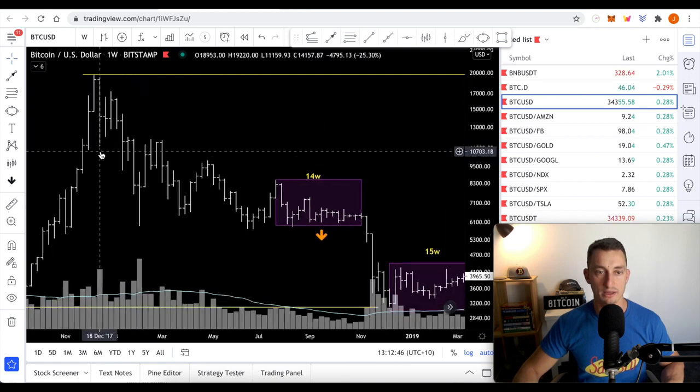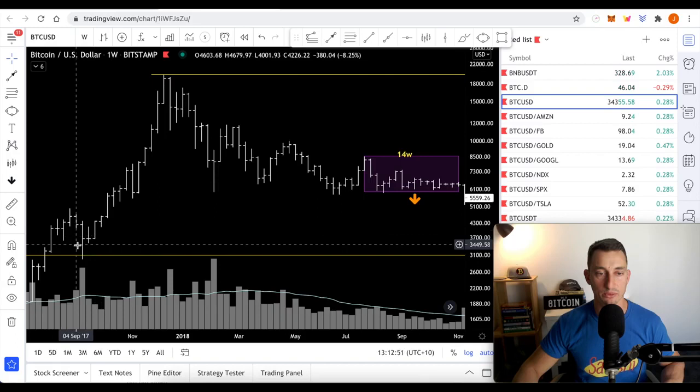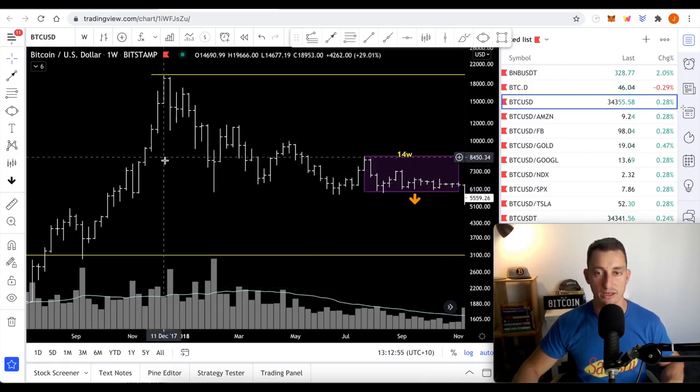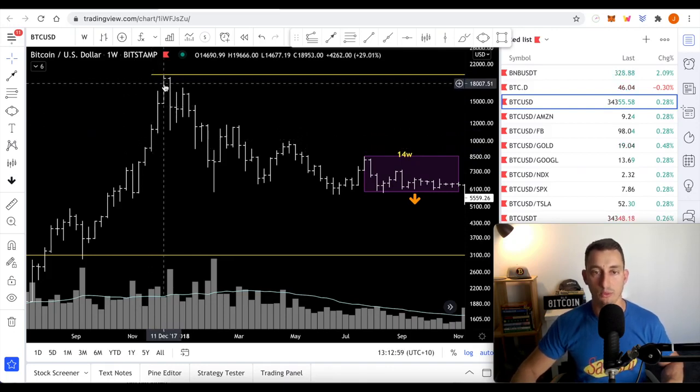Just a little note on the selling, taking profits. There are people taking profits on the way up here. You can see that the volume is still high, this bar. Just remember that people can be taking profits well and truly before the all-time high.